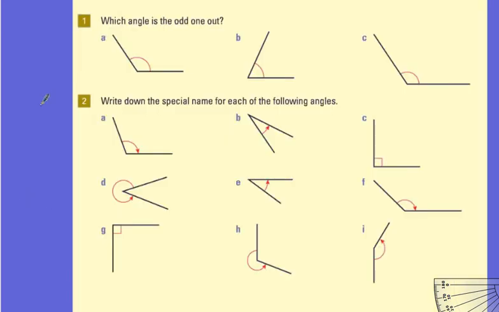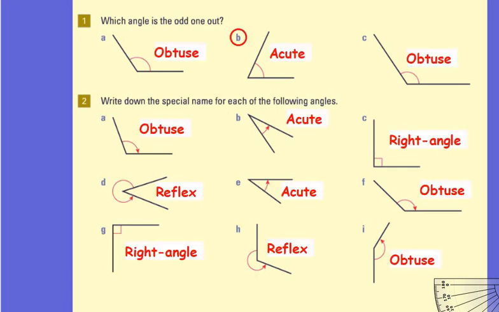Okay, Year 7, in your light blue books, can you pause the video for 15 minutes and have a go at these questions for me? Can you write down the special name for each of the angles in part 2? They'll all be acute, reflex, right angles or obtuse angles. Pause the video for 10 to 15 minutes and have a go at those questions now, please. And these are the answers. Please check how you did.